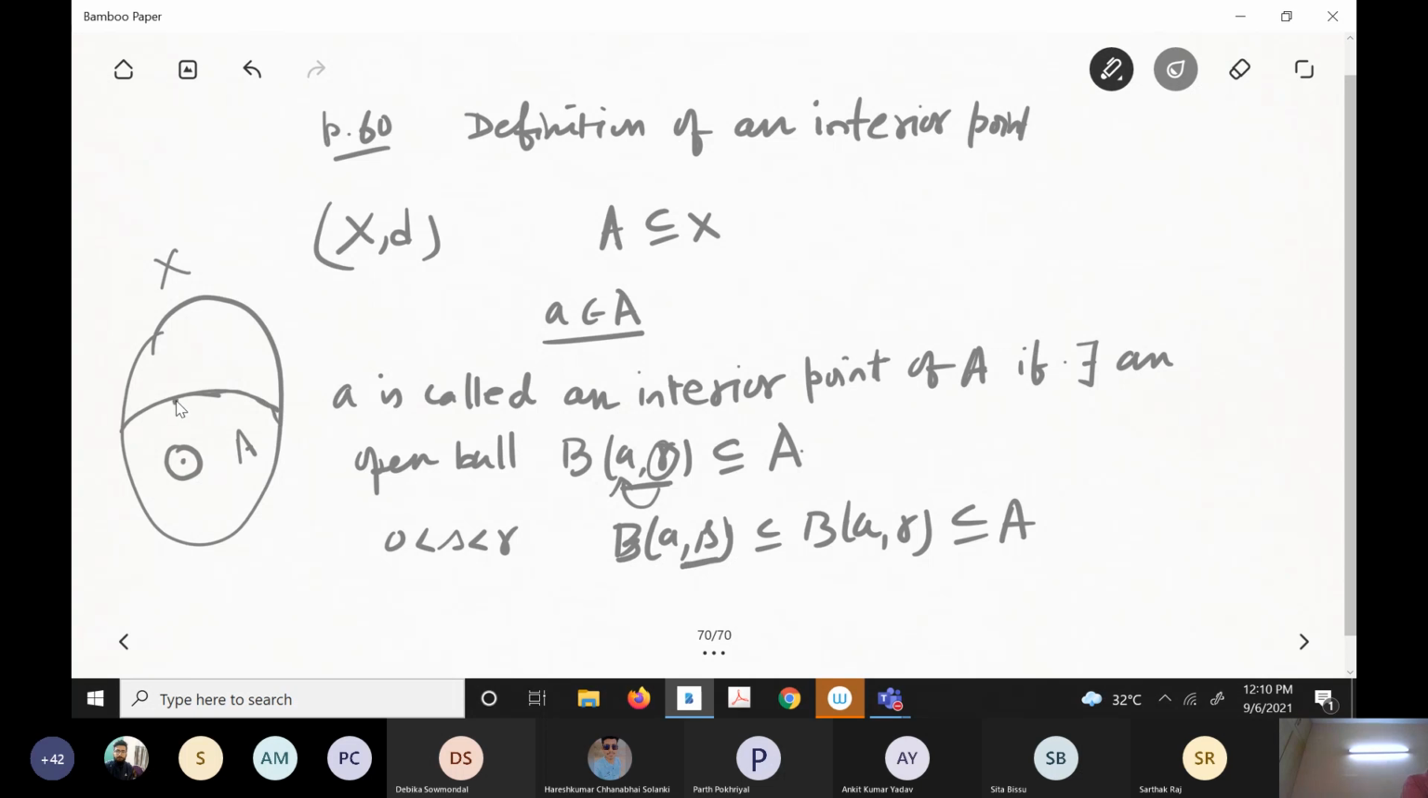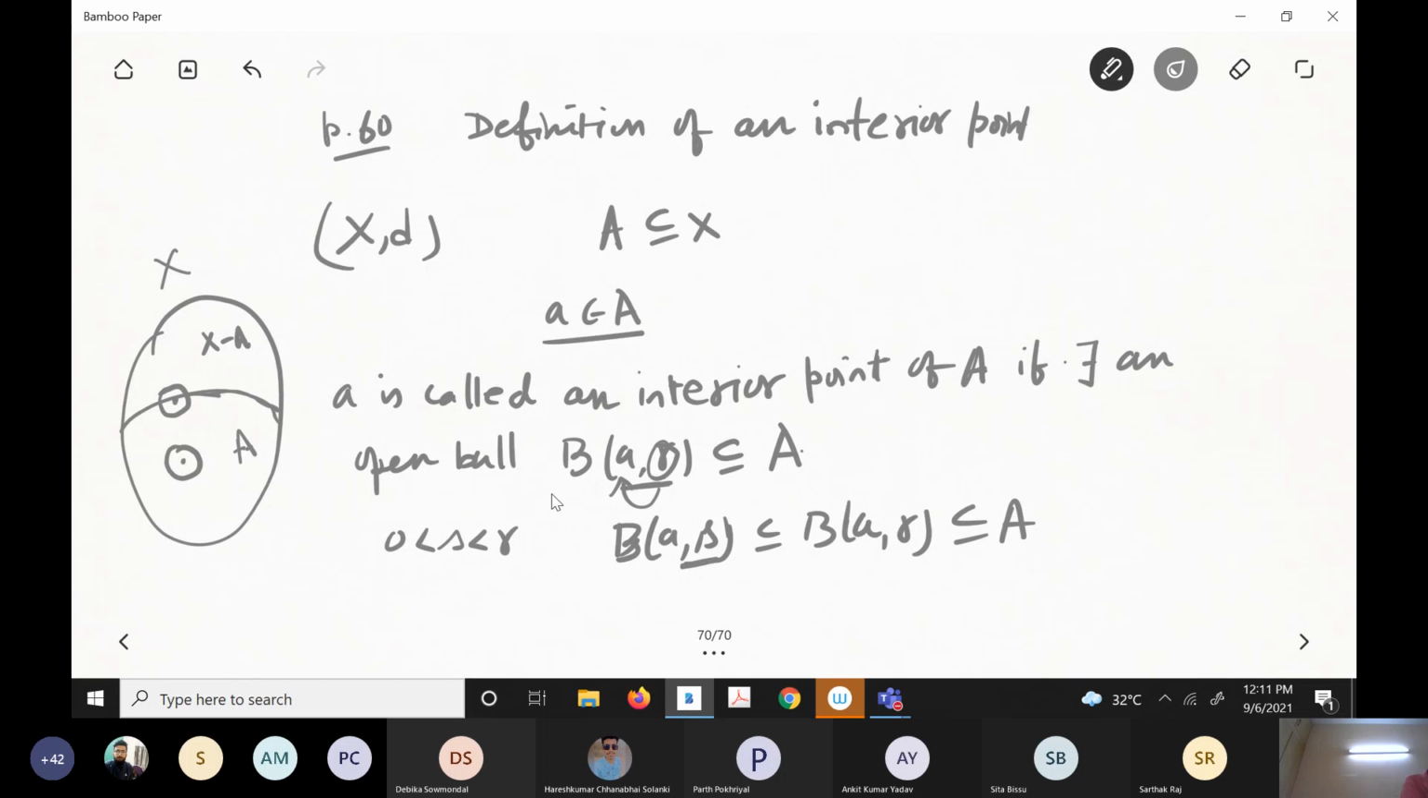Now if you take this point in A and draw a ball, part of the ball is going inside X minus A. So this point is not an interior point. It doesn't matter what small r you choose, part of that ball will still be in X minus A. Whereas here I have the entire ball inside A. Here also it depends on how small a radius you are choosing, because if you choose a big radius, it may contain points of X minus A, the complement of A. So that's why there exists R greater than 0.